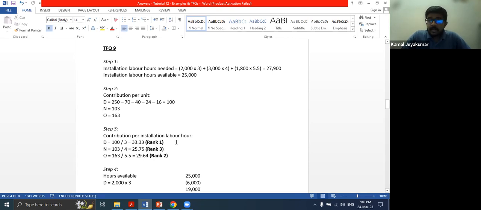Now you see which product gives you the highest contribution per limiting factor, because once your limiting factor is over, you have to stop production, right? So based on that, Day Scan is giving you the highest contribution per hour. The second highest is OmniScan, third is Night Scan, right? Is everybody clear up to this point? How we rank the products in terms of contribution per limiting factor.